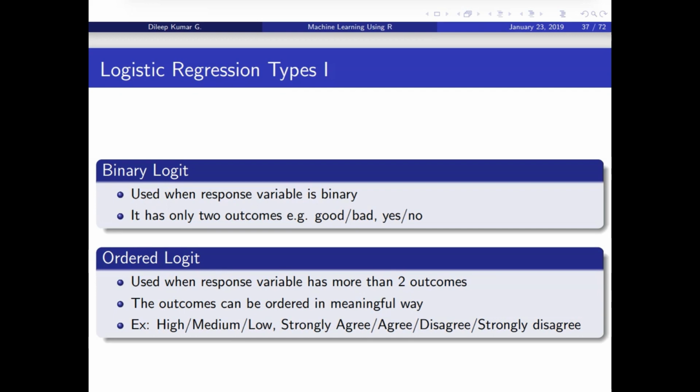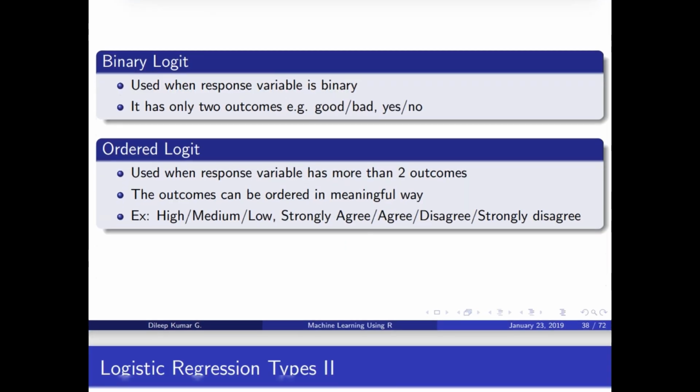First one is binary logistic regression, where you have only two outcomes like good or bad, yes or no. Then another type is ordinal logistic regression. Here you have more than two outcomes like high, medium, low, or strongly agree, agree, disagree, strongly disagree. So you have more than two values for the outcome.